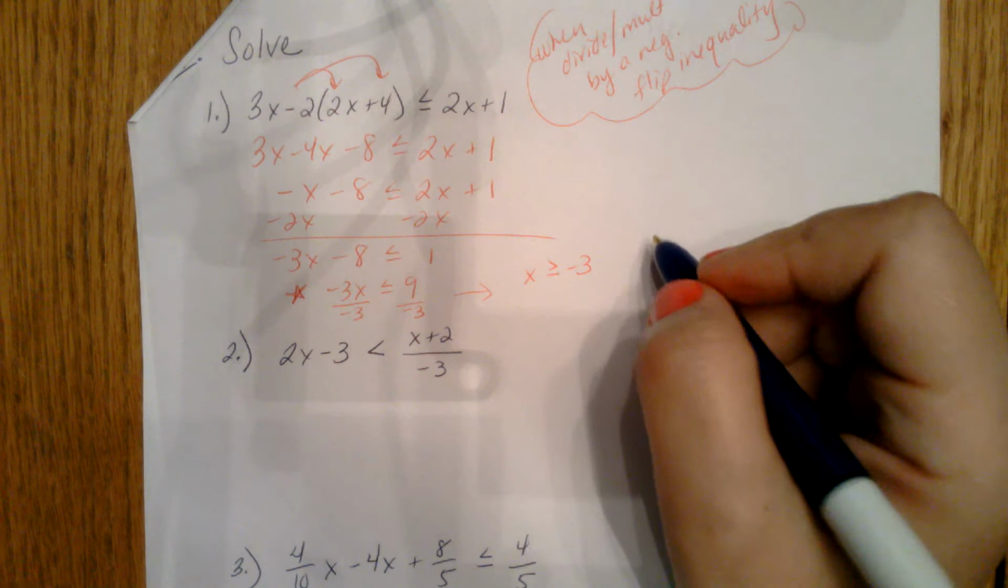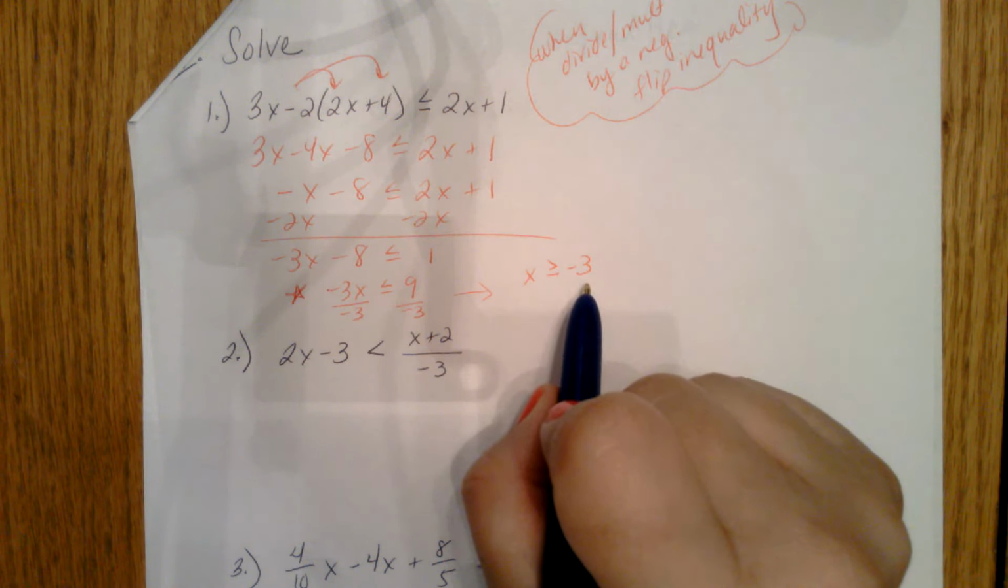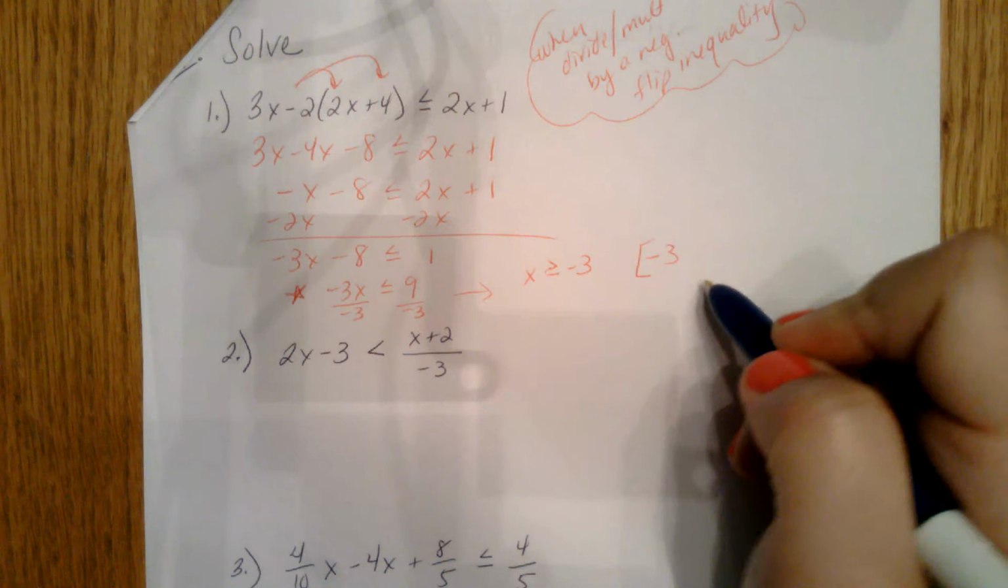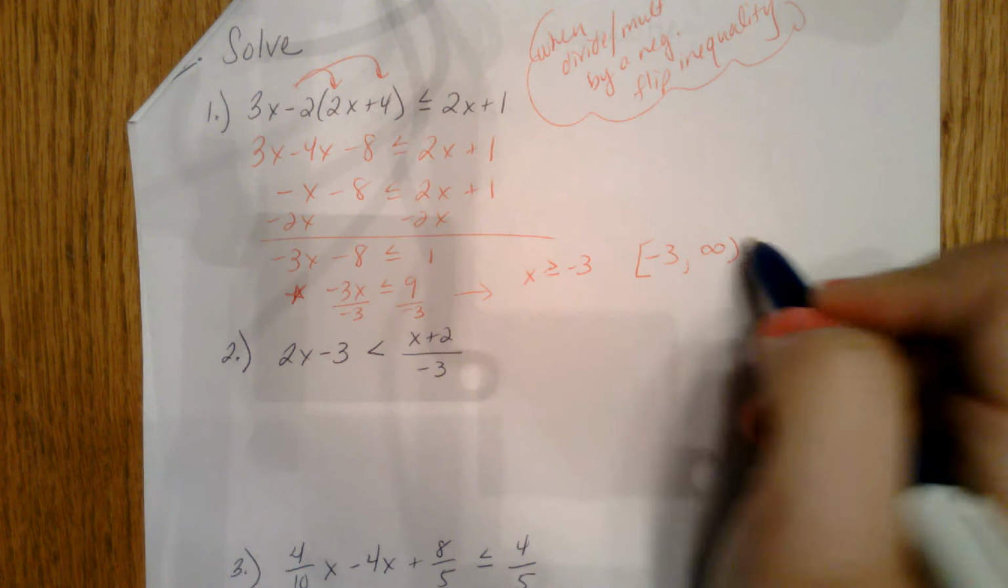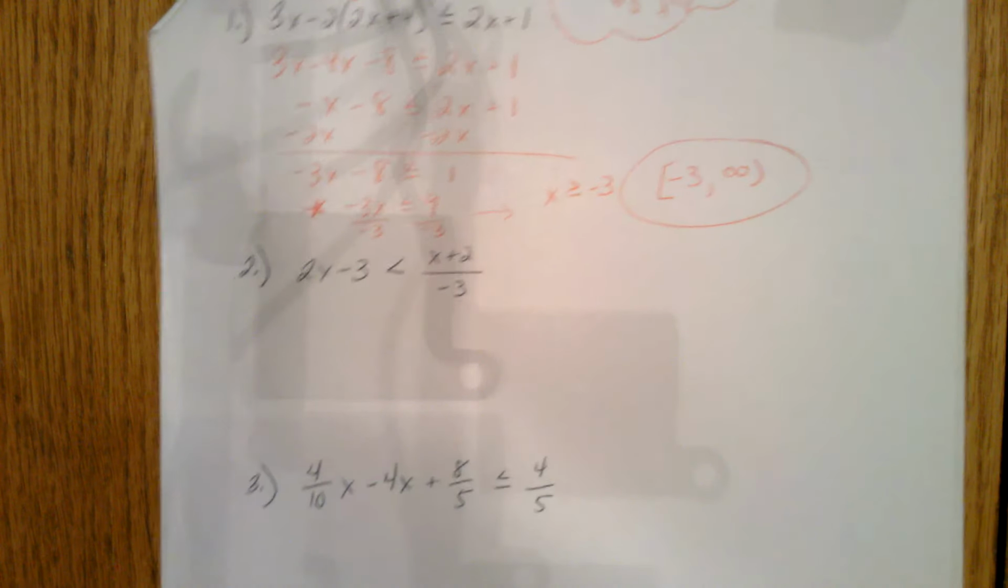So how do we write that in set notation? X is greater than or equal to negative 3. So if I can equal negative 3, that means I have a bracket. And greater than would go all the way to positive infinity, which is always open. There you go. All right, let's do another one.